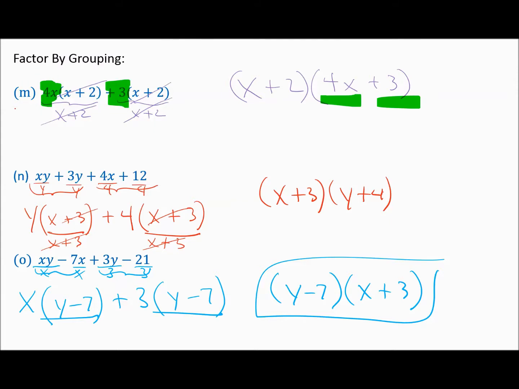So to check it, I'm going to multiply this out. So y times x, I'm going to write it as xy. Yx is fine. Y times 3 is 3y. Negative 7 times x is negative 7x. You know what method I'm doing, right? The full method. Negative 7 times 3 is minus 21. Is that my original problem? Notice it is. Now, it's in a different order.